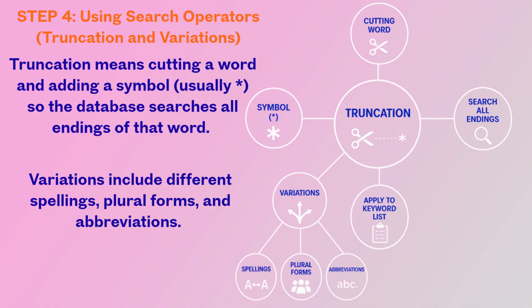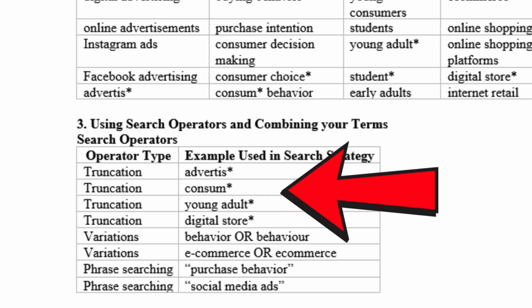You apply this directly to your keyword list before combining anything. For example, instead of writing advertising, you write advertise with symbol of asterisk. So it includes advertising, advertisement, and advertisements. Instead of consumer, you use consum with symbol of asterisk to include consumer, consumers, and consumption.